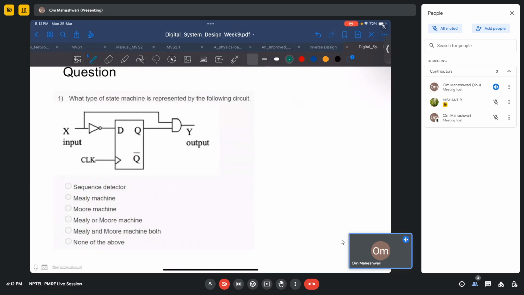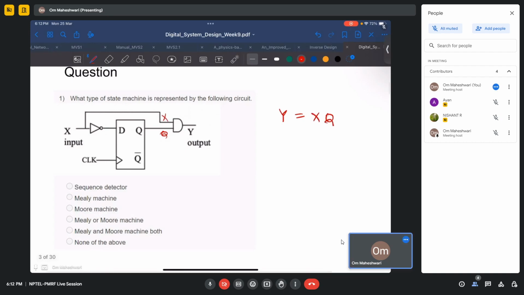So the first question is, what type of state machine is represented by the following circuit? We have a D flip-flop, X is our input, Y is the output. Is our output Y dependent on input? Yes. If we call this Q, then Y equals X Q. So Y is dependent on Q and the input X, so it definitely is a Mealy machine.